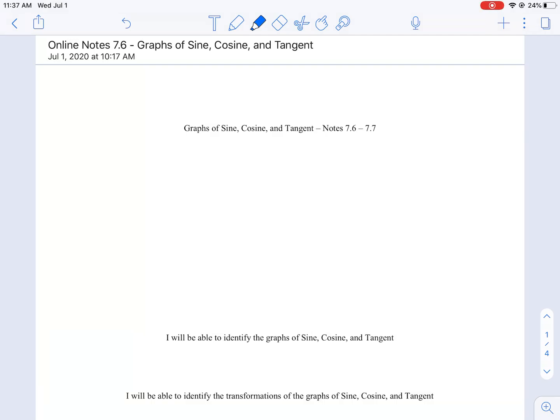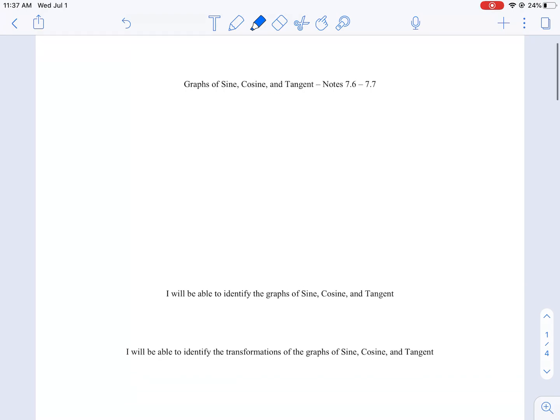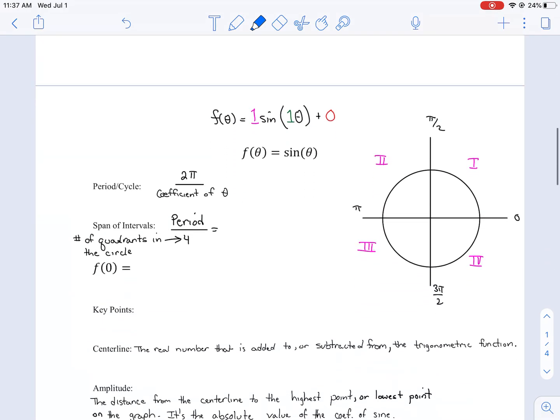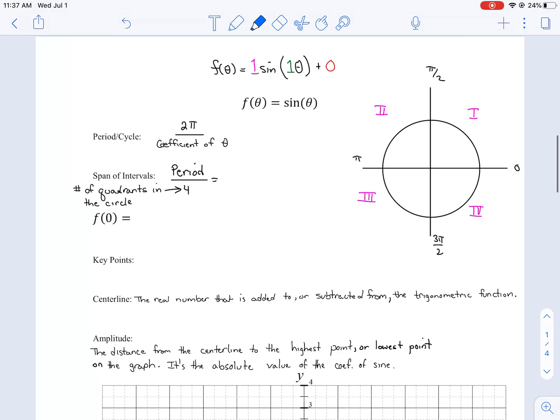Hello class, in this video I'll be showing you how to graph the sine function. Let's begin. So we want to graph f of theta is equal to sine theta.